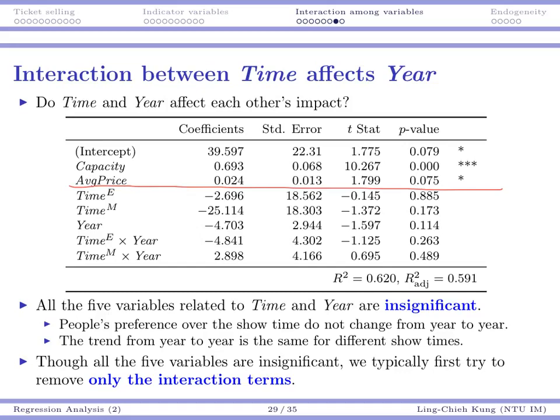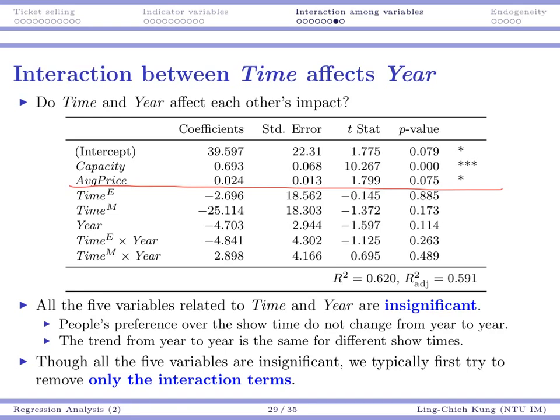Or consider another direction. The trend from year to year, we say there is a decreasing trend, right? The trend from year to year is the same for the different show times. For the morning, we have a downward trend. For the afternoon, we have a downward trend. The slope may be somewhat different, but the difference is not significant. So in summary, we would say time and year don't affect each other, at least from our data set.